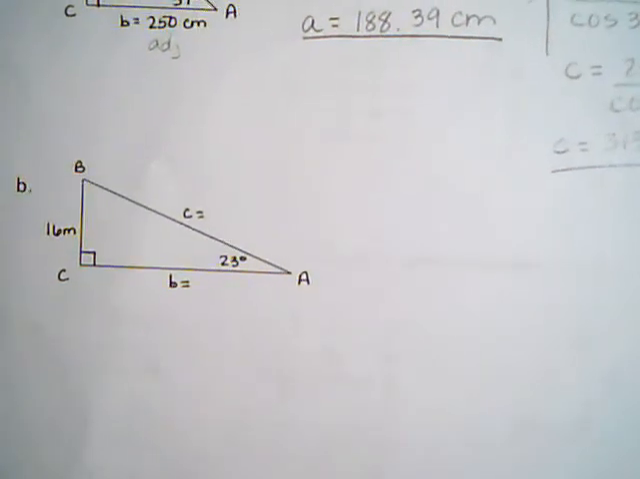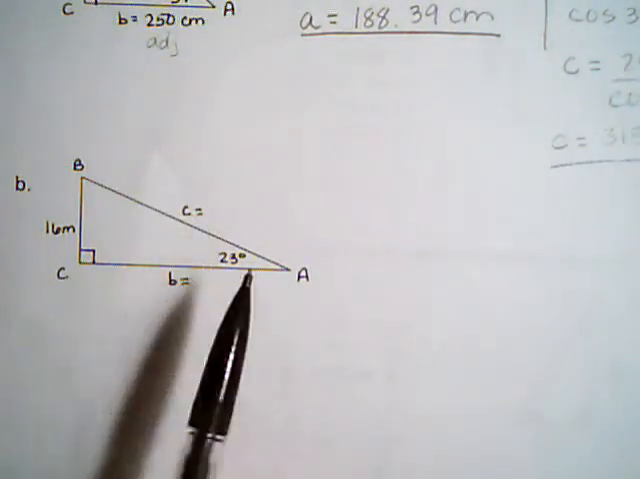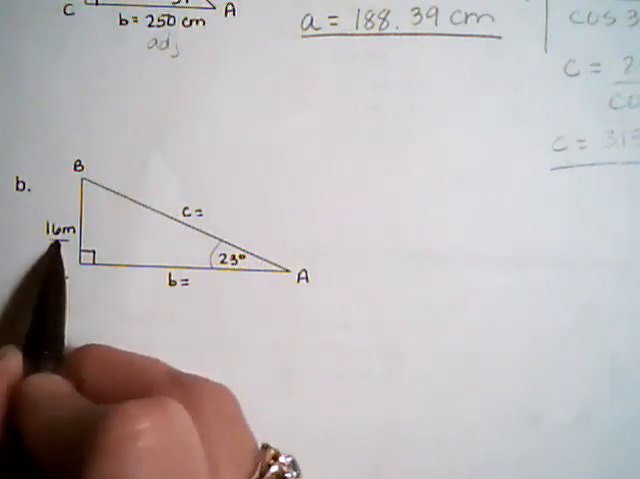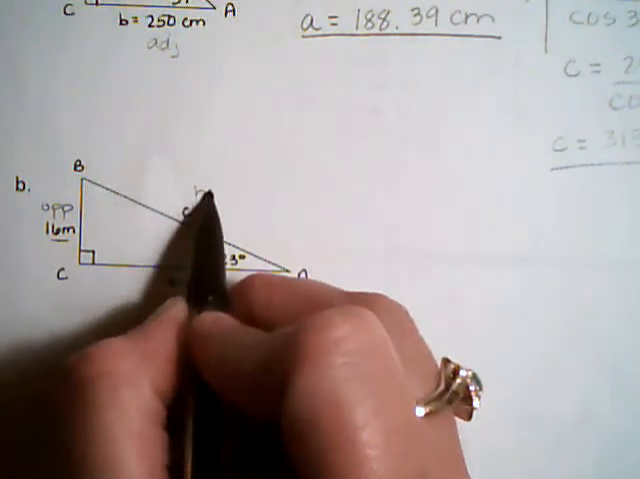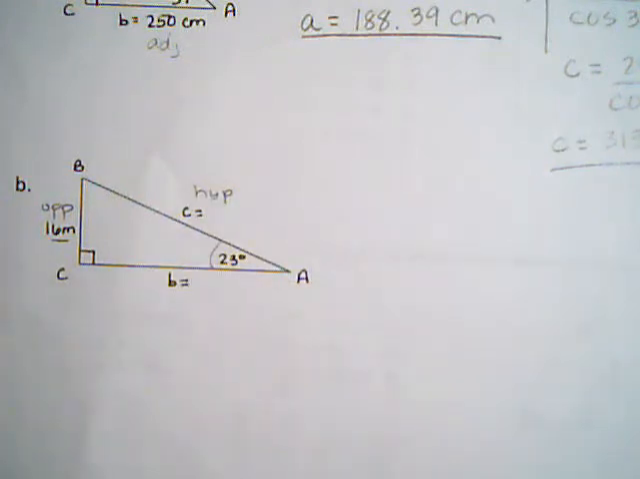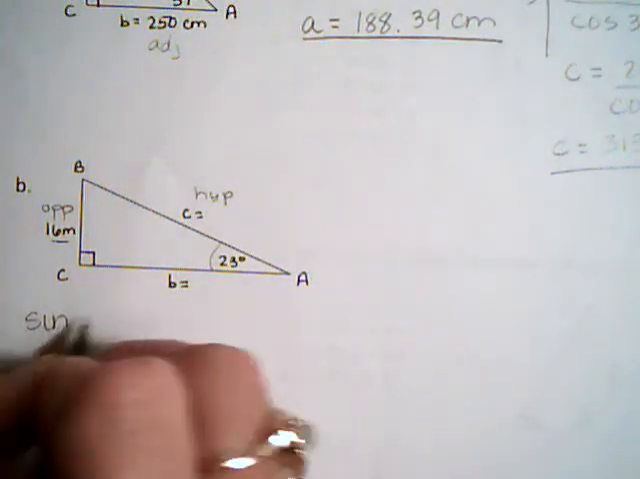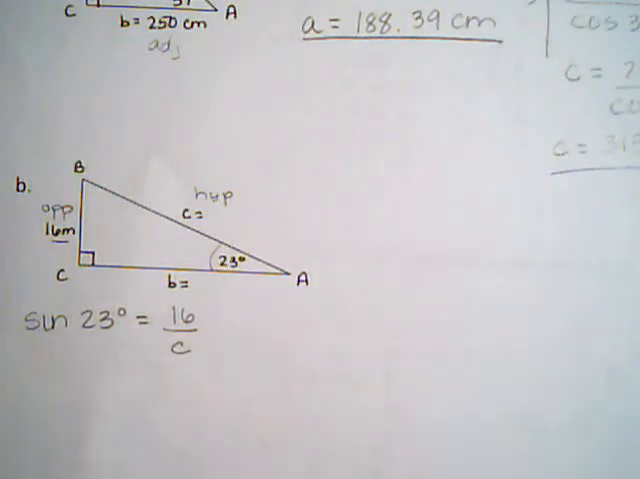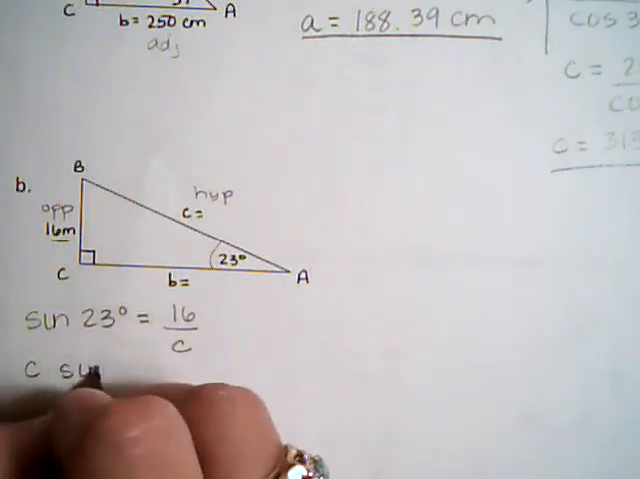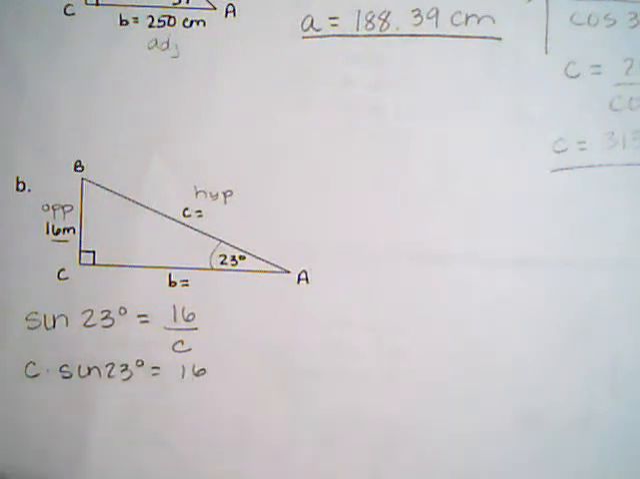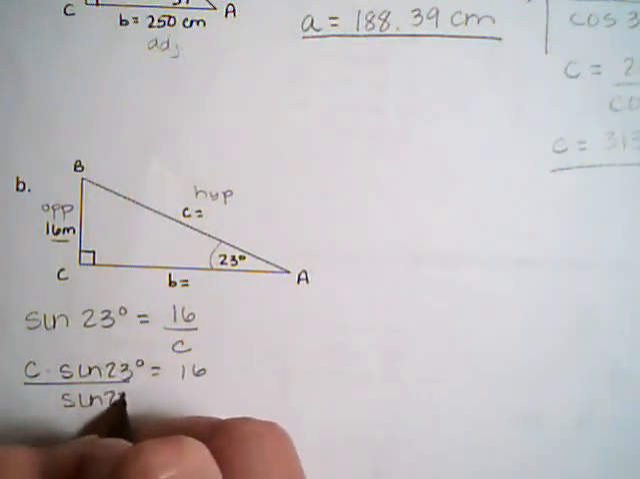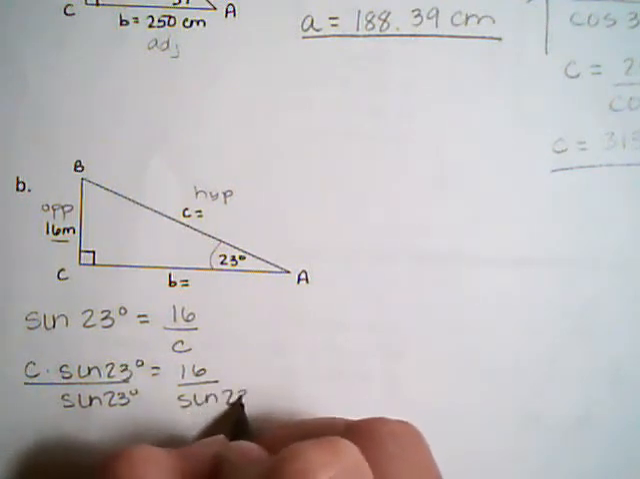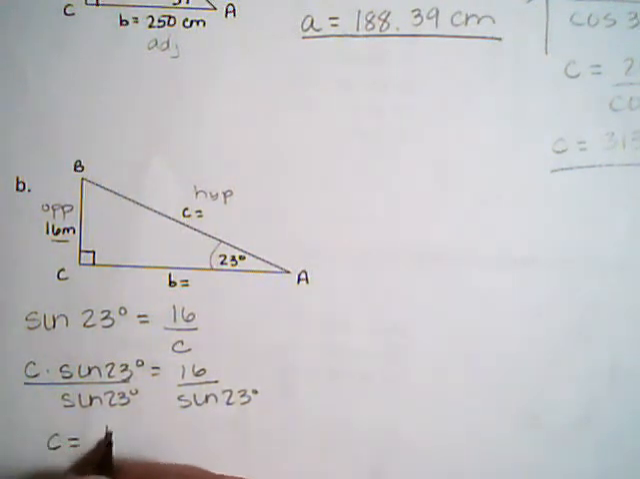Another right triangle. If I want to find the length of C, then I would have the opposite side trying to find the hypotenuse. So opposite and hypotenuse would be sine. So I could say the sine of 23 degrees equals 16 over C. And I know if I'm going to have this C in the denominator, it would be C times the sine of 23 degrees equals 16. Divide by the sine of 23 degrees. So C would equal 16 divided by the sine of 23 degrees.